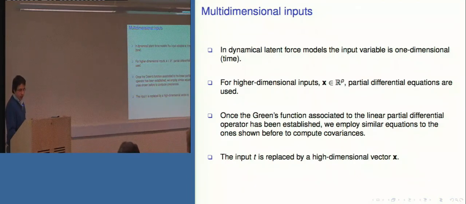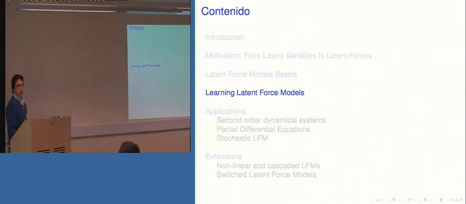Okay, so I was saying you can use partial differential equations and associate a Green's function to your partial differential operator, and basically you can work out the covariance in the same way that I showed before. Now we just change the input time to a high dimensional vector x. So now you have multi-dimensional inputs and also multi-dimensional outputs. That's basically your GP. So how do we do learning in these latent force models?